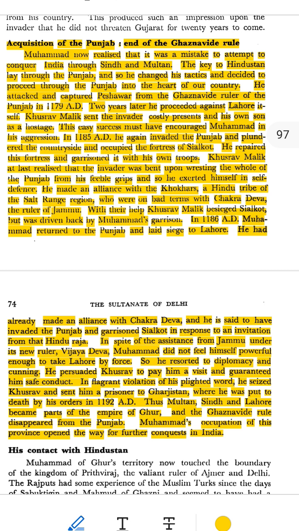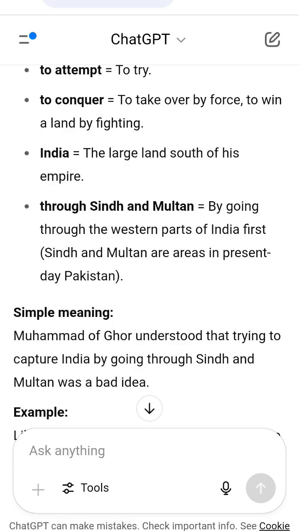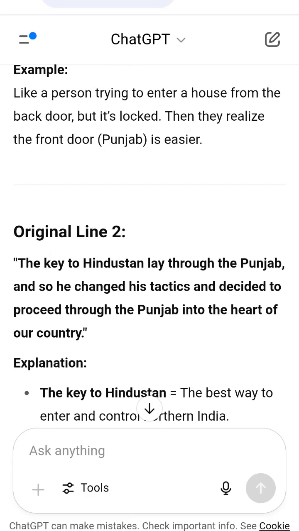Muhammad's first mistake: the Sindh route. At first, Muhammad tried to enter India from the Sindh and Multan side, west of India. This area had deserts, was hard to cross, and had strong local rulers. It was not a good way to reach deeper parts of India like Delhi. He failed to make big progress this way.